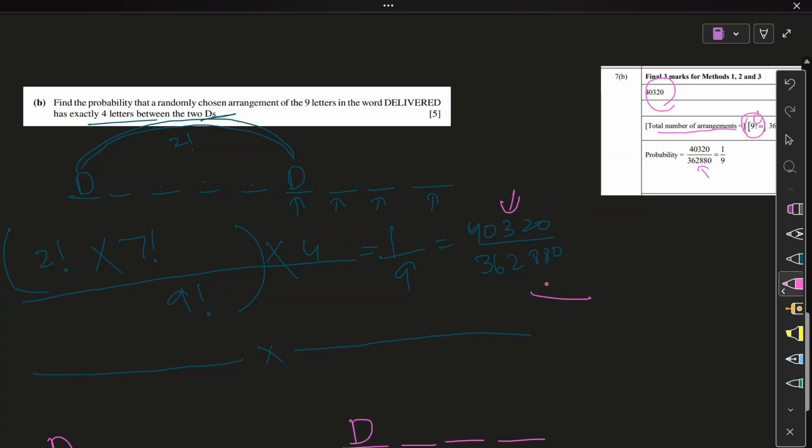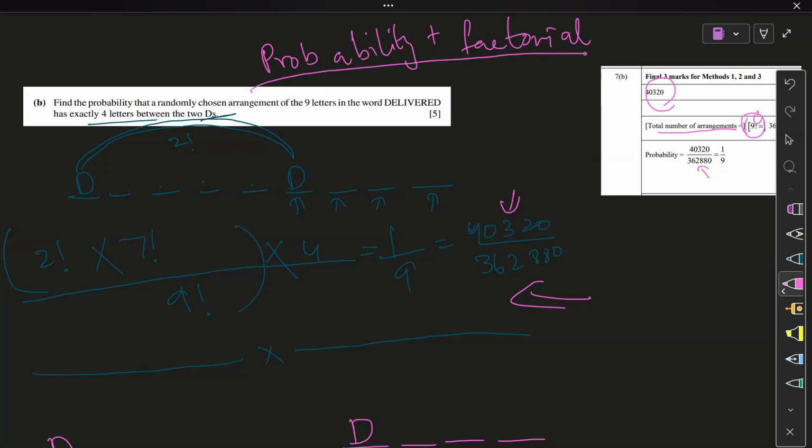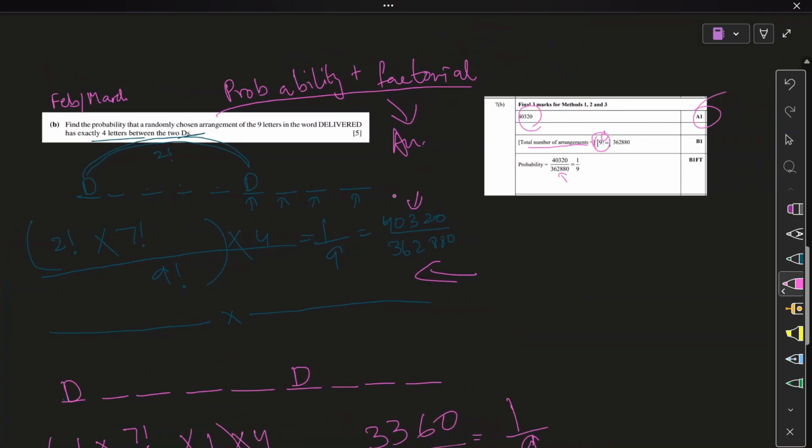So we make sure we understand that we do not remove the repeats whenever we have probability plus factorial. Now keep in mind these are very rare questions. I will find more examples, and we will do more examples in the past paper. This was seen in the Feb-March paper. I remember this was a Feb-March paper. So yeah, it is something to be careful about. Same with possible selections, and same with conditional probability.